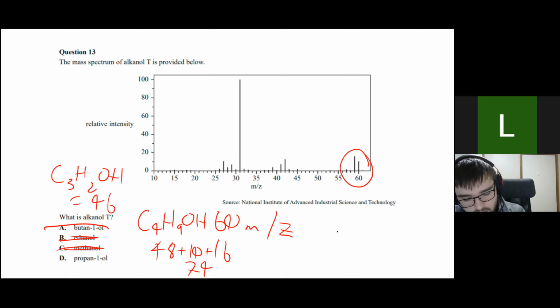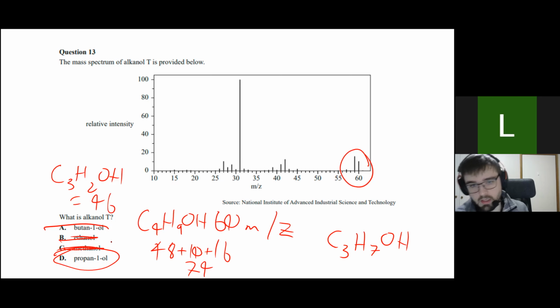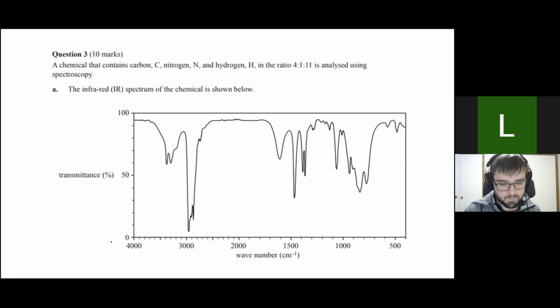Propan-1-ol ends up being C3H7OH. So 36, 43, 59, 60. Propan-1-ol is looking pretty good as our answer for this one. So a lot of the questions for mass spec, we can use a process of trial and error just to answer them, figure out what the things are.